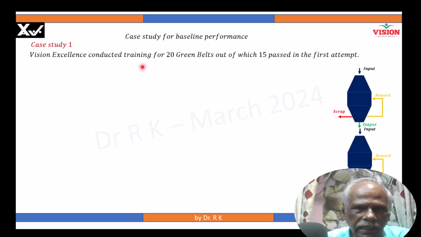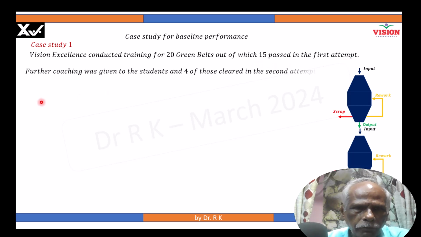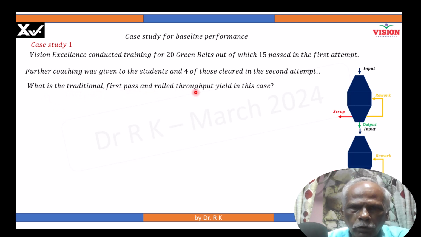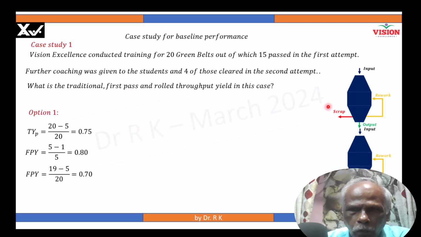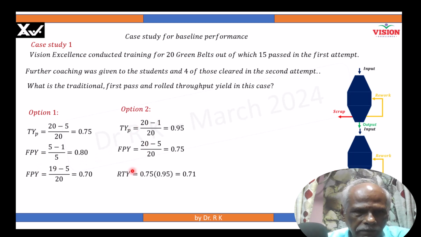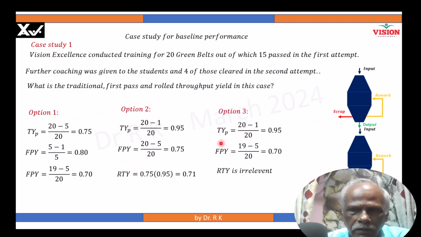Vision Excellence conducted training for 20 green belts, out of which 15 passed in the first attempt. Further coaching was given to the remaining students, obviously, and 4 of them cleared in the second attempt. What is the traditional, first pass and rolled throughput yield in this case? Now once you draw the figure, you will be able to understand very clearly. Purposely I am not showing the values here. So option 1 is given here, option 2 is given here, option 3 is given here. What I will do is, I will write these numbers here.